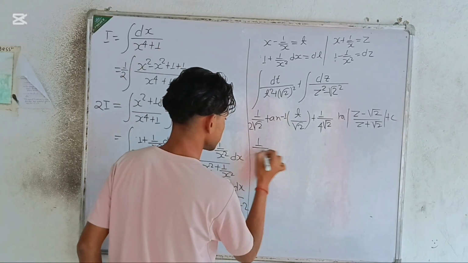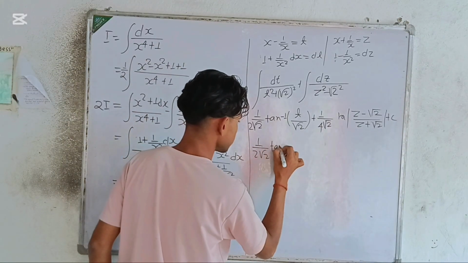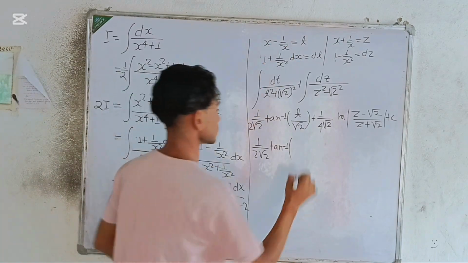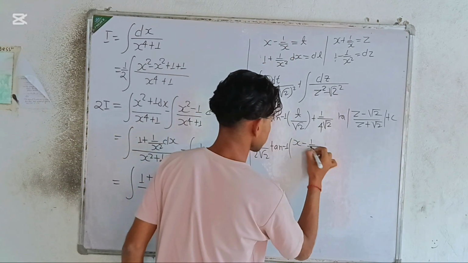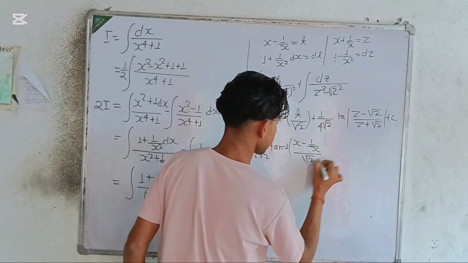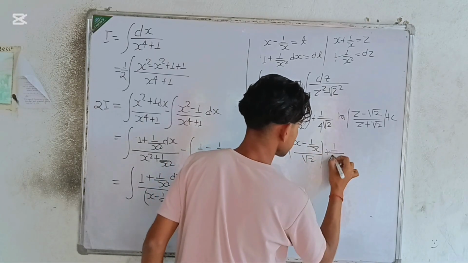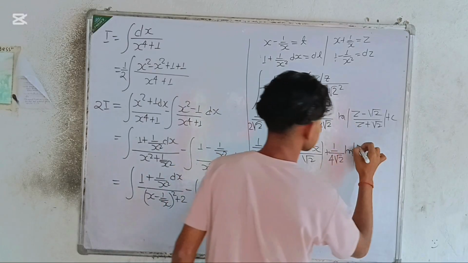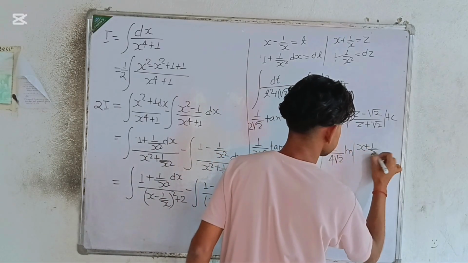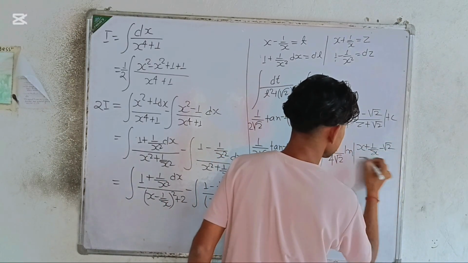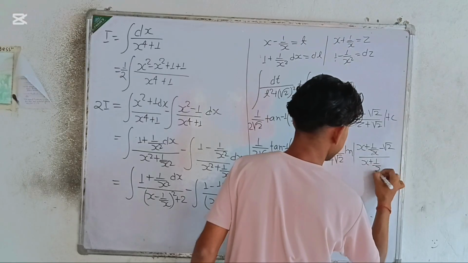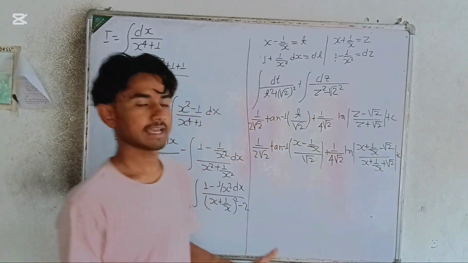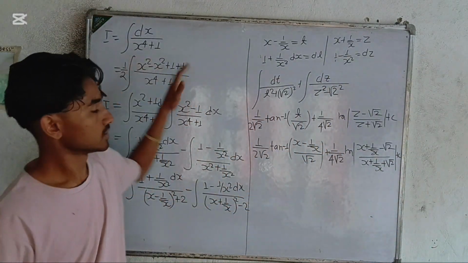So I get 1 over 2 root 2 tan inverse. In terms of t, you can substitute x minus 1 over x, all over root 2, plus 1 over 4 root 2 ln. In terms of z, you can substitute x plus 1 over x minus root 2 by x plus 1 over x plus root 2, with some arbitrary constant c, and this is the final integral of this. So up to there.